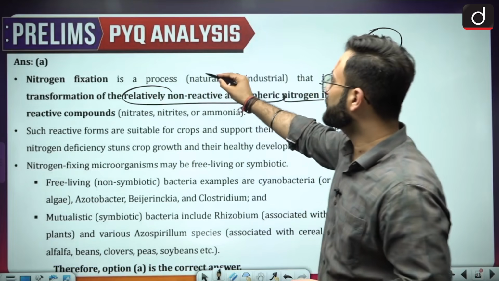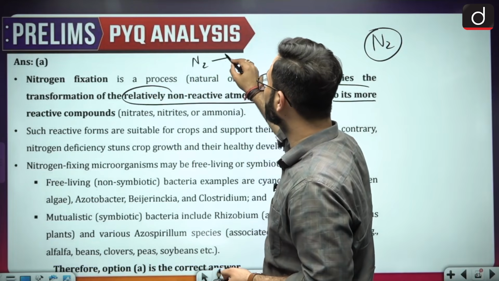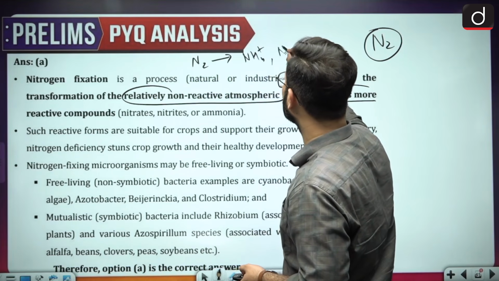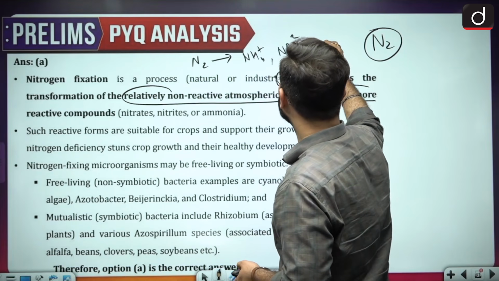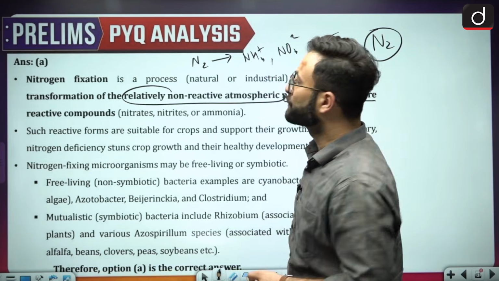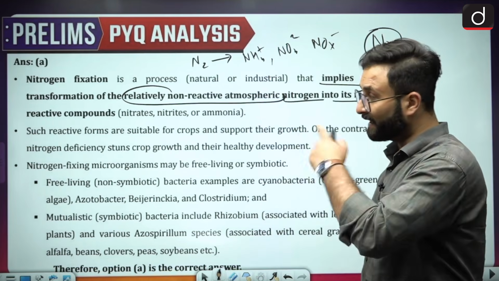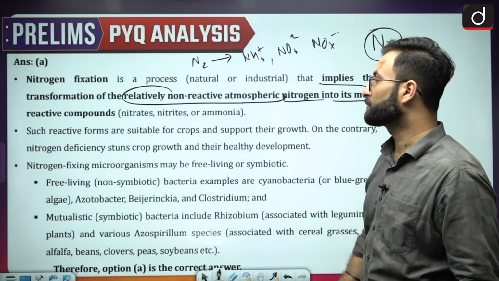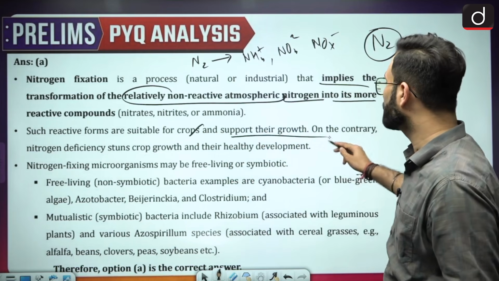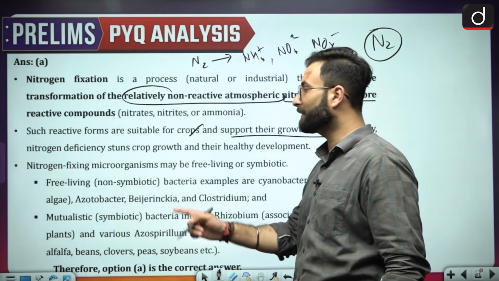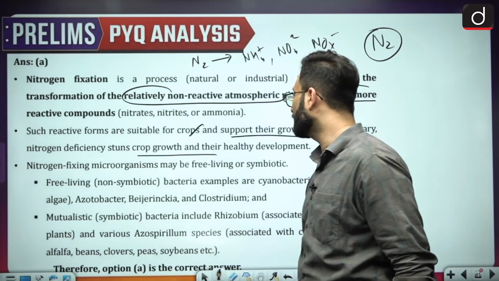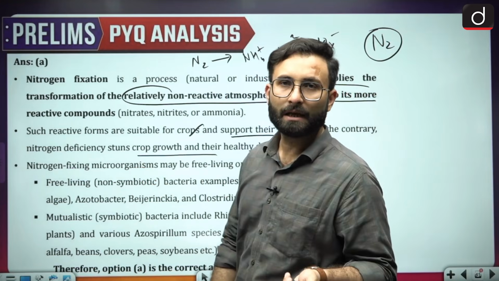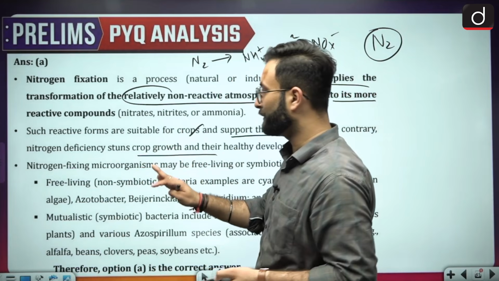In that process, atmospheric nitrogen is converted into the NH4+ ion, NO2-, or NOx, and then it is consumed by the plants. Such reactive forms are suitable for the crops and support their growth. On the contrary, nitrogen deficiency stunts crop growth and healthy development. If you know about the nitrogen cycle, that would be important from that aspect.